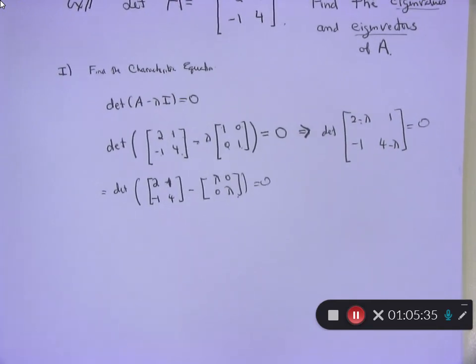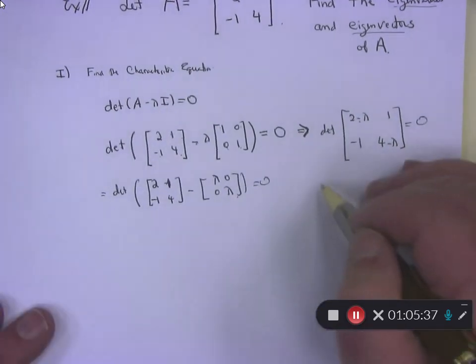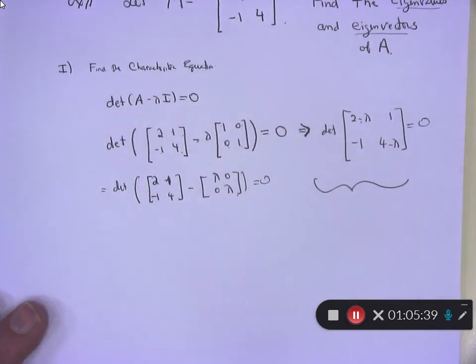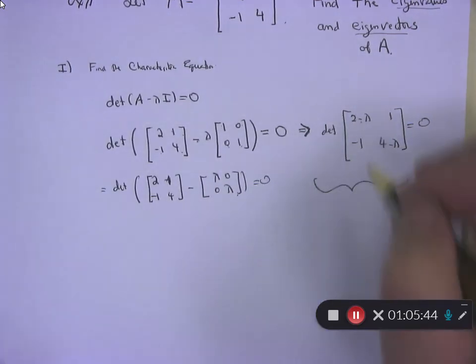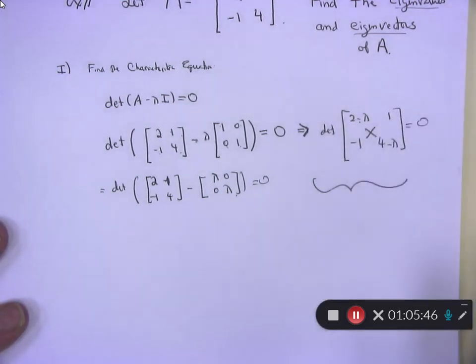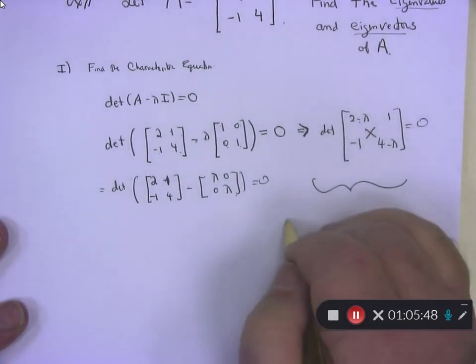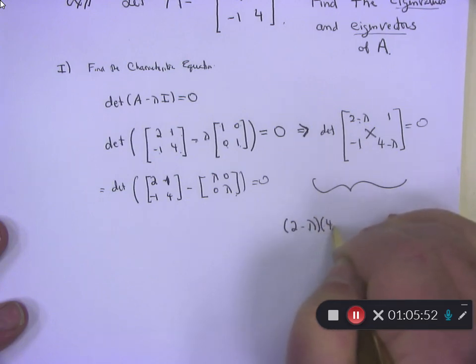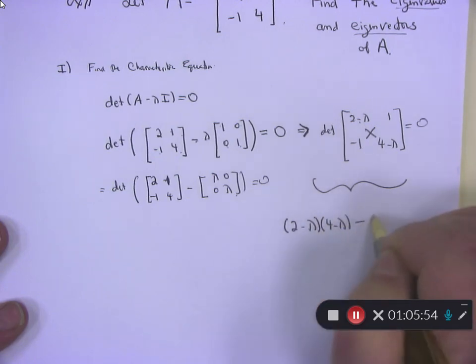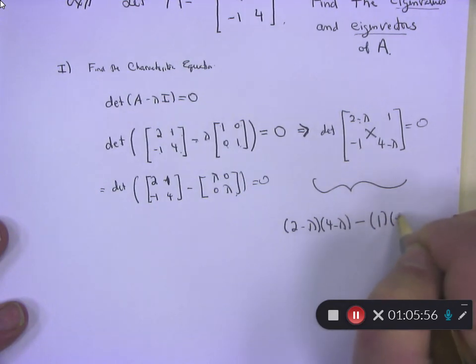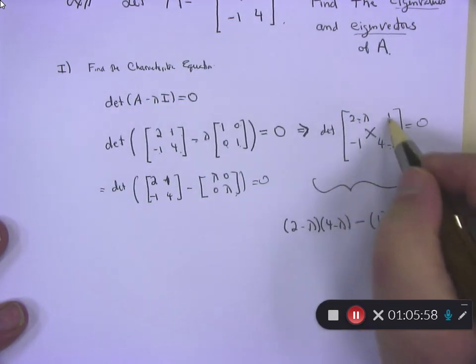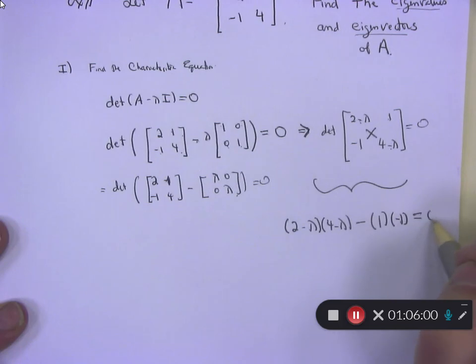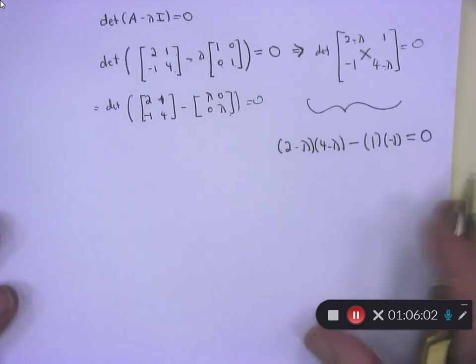Now, we want an equation out of this. So here we go, take the determinant. How do you take a determinant of a 2 by 2 matrix? You do main diagonal minus off diagonal, right? So this would give you the equation 2 minus lambda times 4 minus lambda minus 1 times negative 1. Main diagonal minus off diagonal. But remember, it's set equal to 0, so you've got an equation.